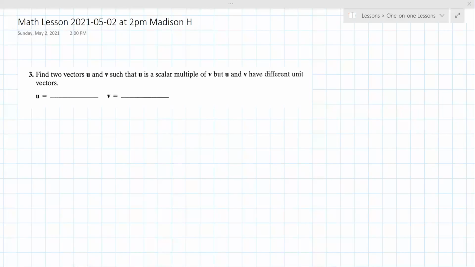Vectors have magnitude and direction. Is it clear what that means, or would you like some more explanation on that? I think I get it. Okay, magnitude, and then they have direction.